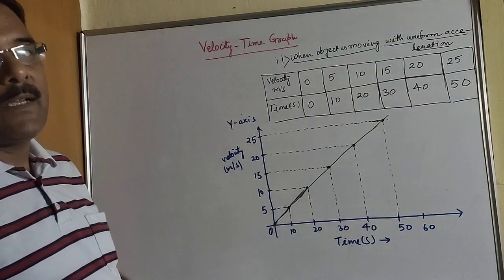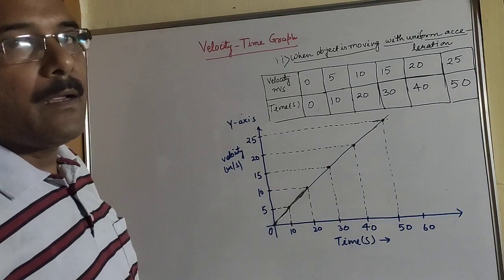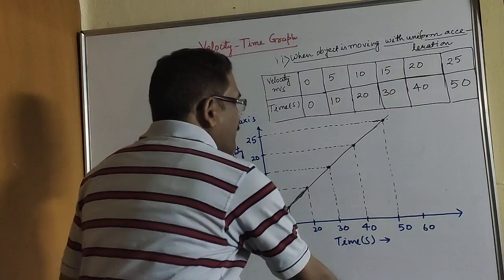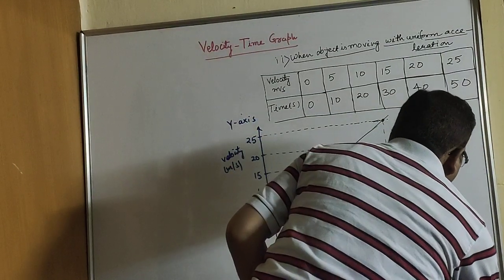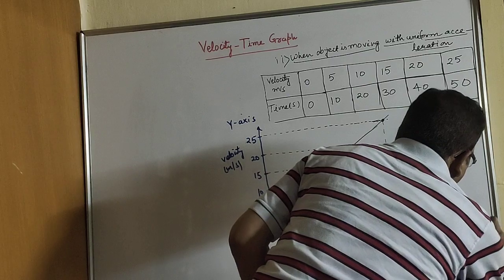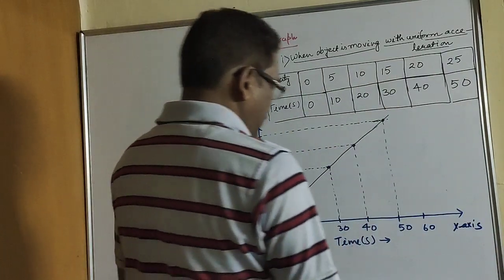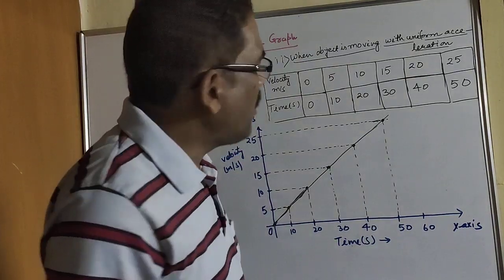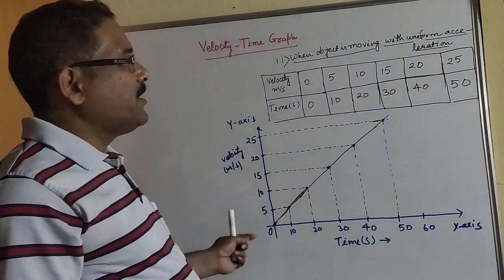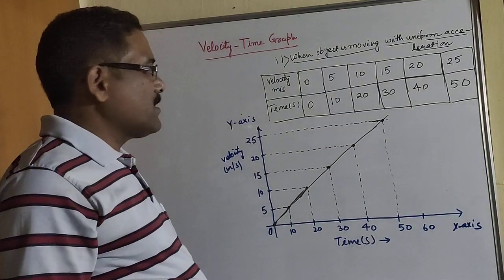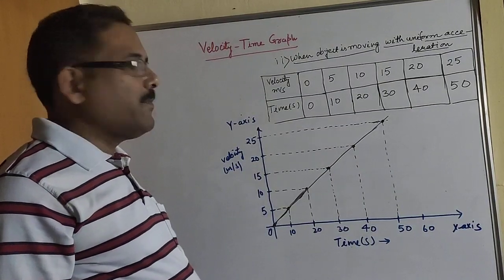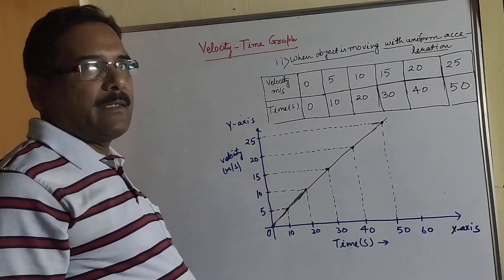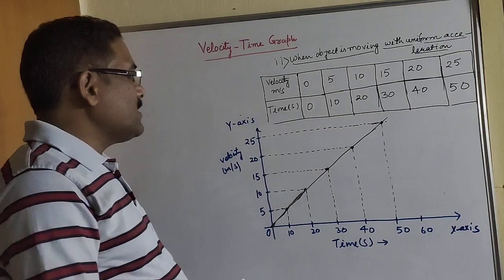So again, graph is a straight line, but in last case, graph was parallel to time axis, x-axis, isn't it? Here, graph is not parallel. It makes some angle with the x-axis. It is inclined, although it is a straight line. So our conclusion is, when object is moving with uniform acceleration, velocity time graph is a straight line inclined to time axis.